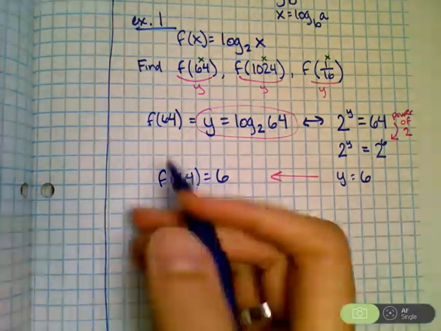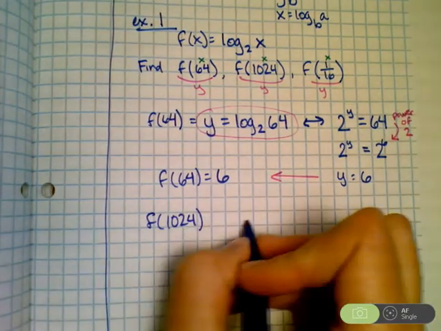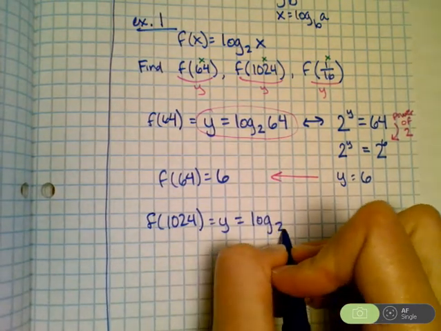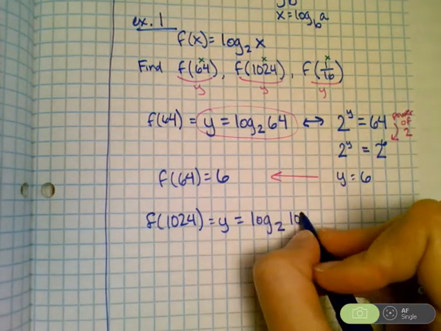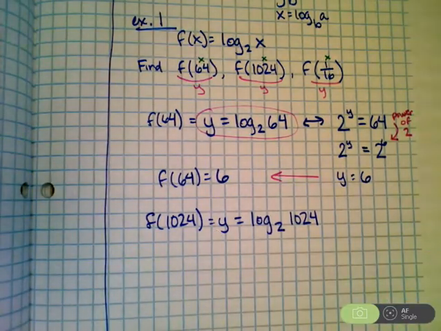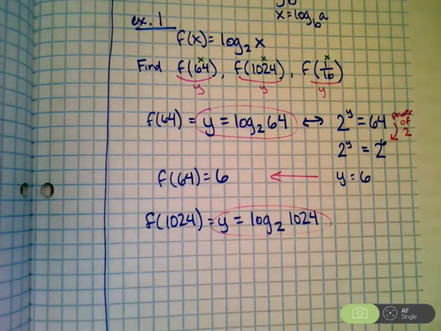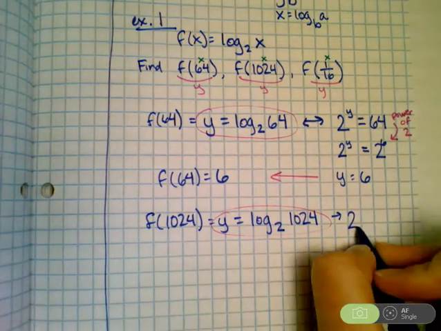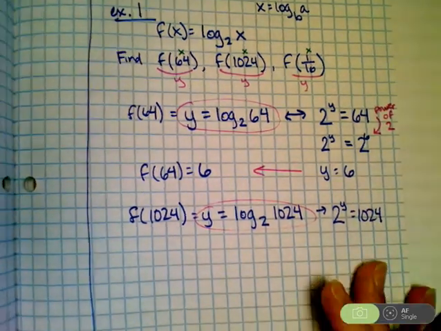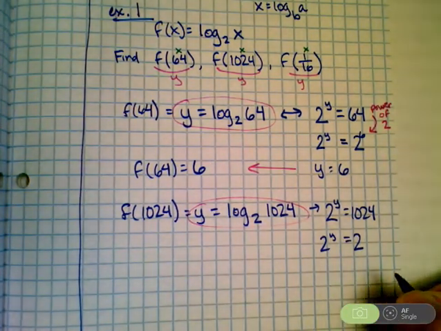So now we need f of 1024. I say y equals log base 2, and my x is 1024. So I think about rewriting this equation as an exponential equation. When I do that, I get 2 to the y equals 1024. Just like before, I'm looking for a power of 2 that's equal to 1024.